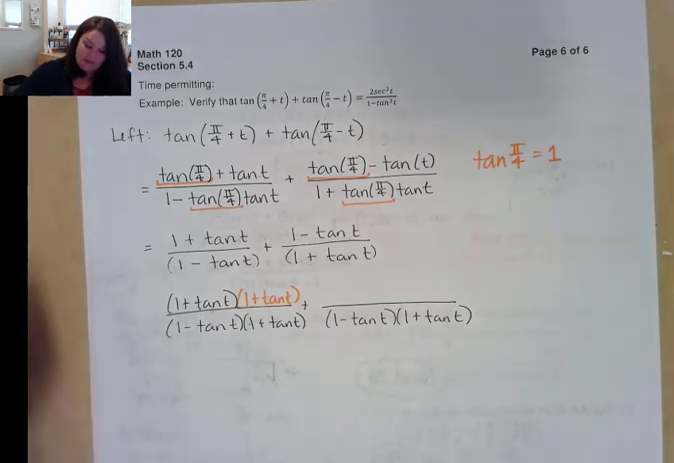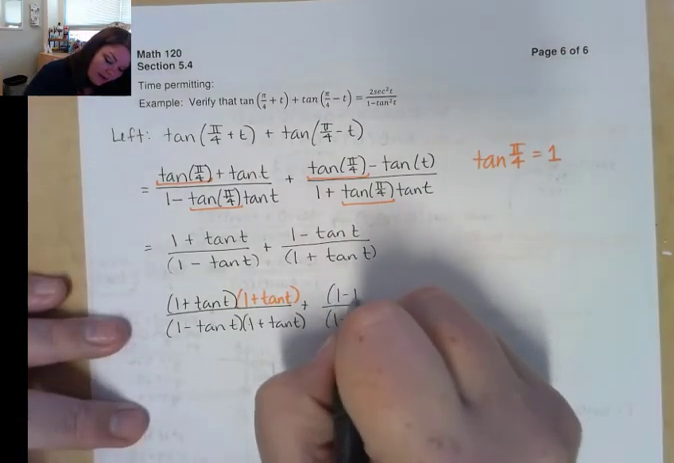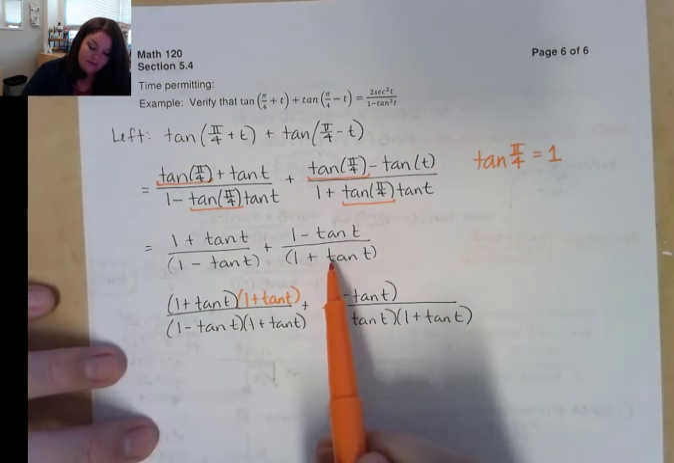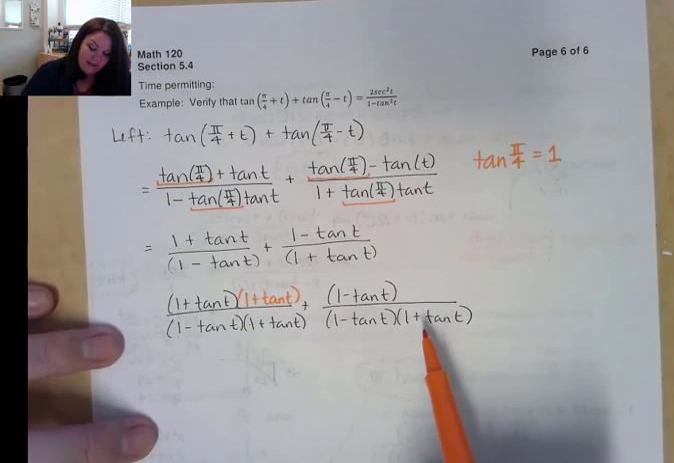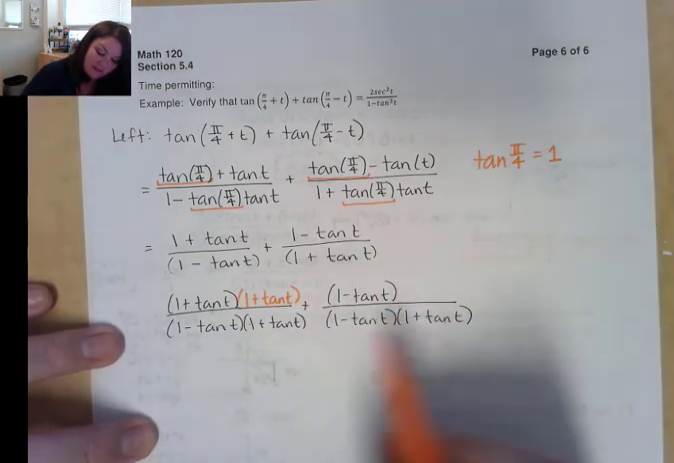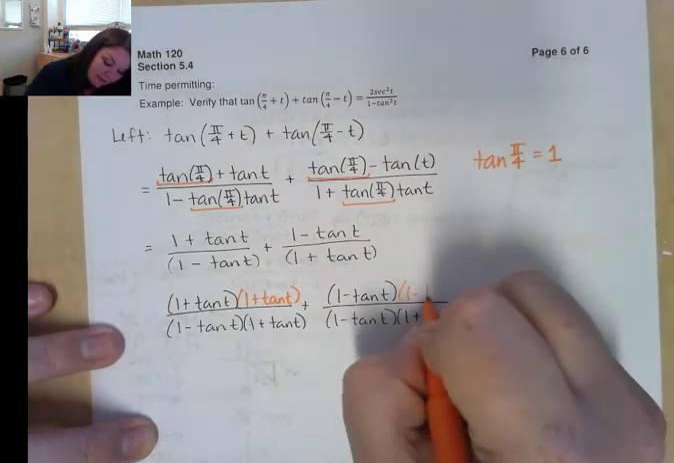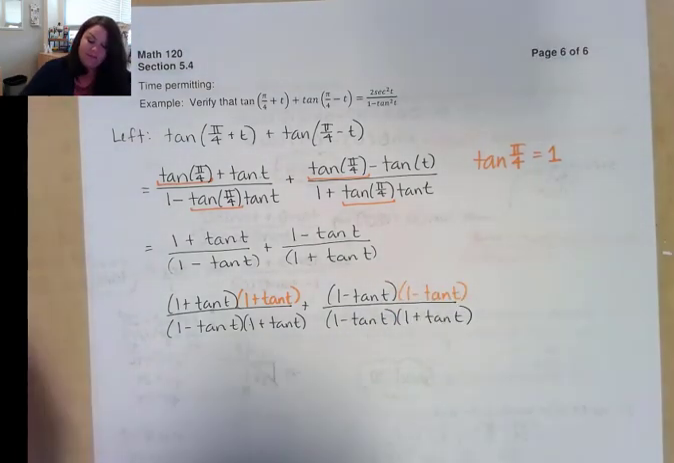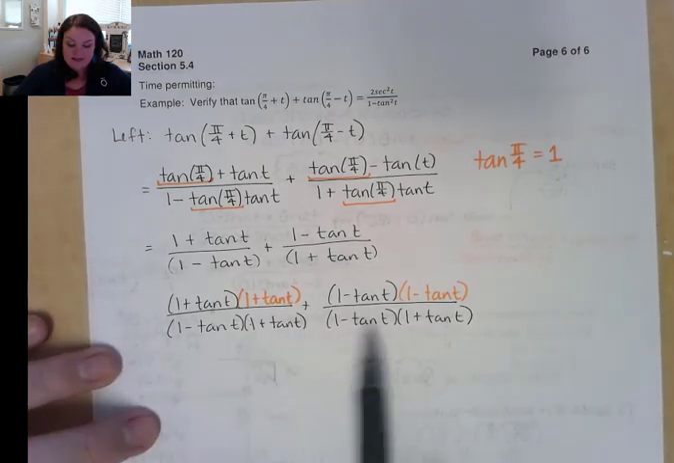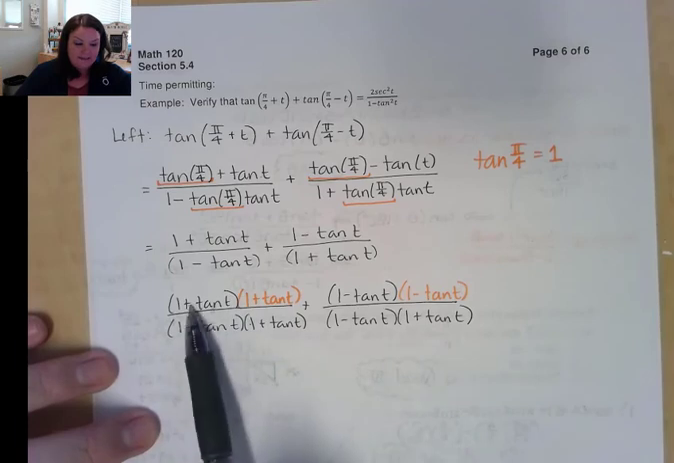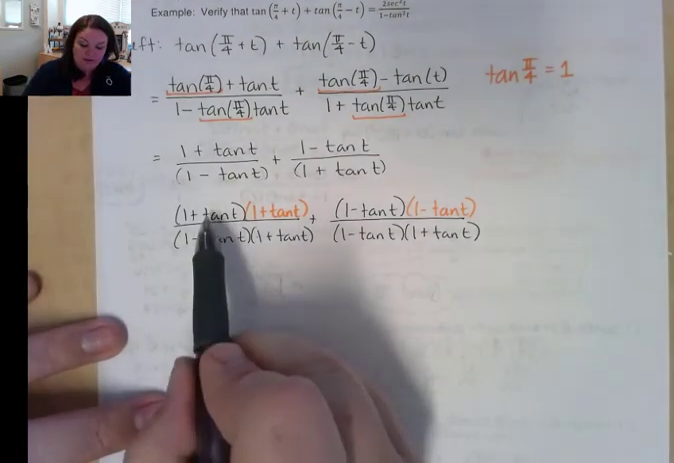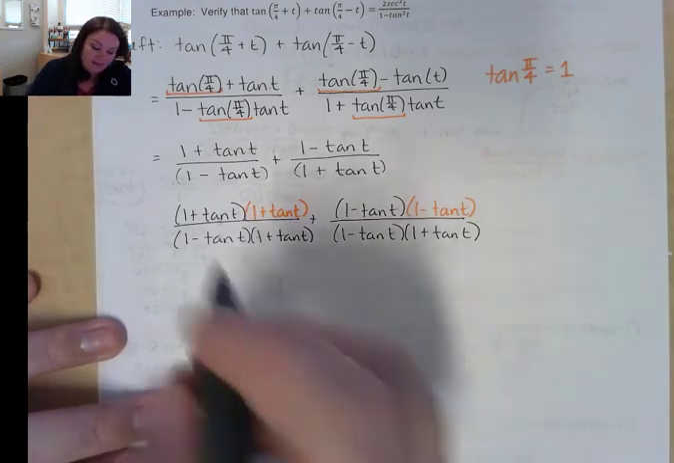Same thing with this one. This one already has a 1 plus tangent t, but what its denominator is missing is the 1 minus tangent t, right? It has the 1 plus, but I need the 1 minus. So I'm going to multiply by 1 minus tangent t on top and bottom for that one. Okay. So now that they have the same denominators, I can go ahead and simplify the tops. So to simplify the tops, we're going to have to FOIL all this out. Okay. So hang with me.